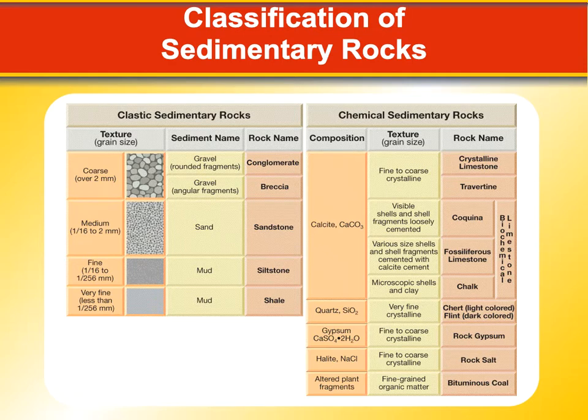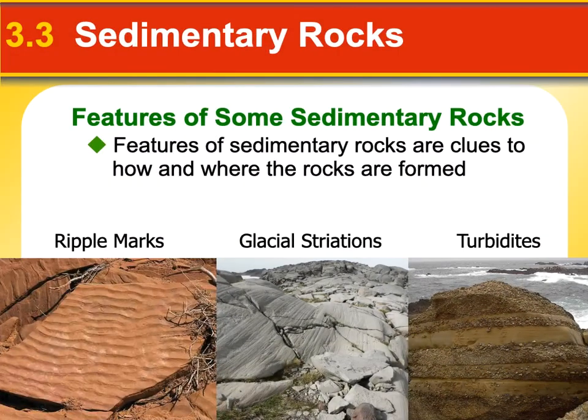Okay, anybody confused? If you're looking at the calcite one, the CaCO3, you better read the textures there. Are there visible shells that are cemented together? Is it really fine or coarse crystalline material? Are they microscopic shells with clay? That would be a chalk.